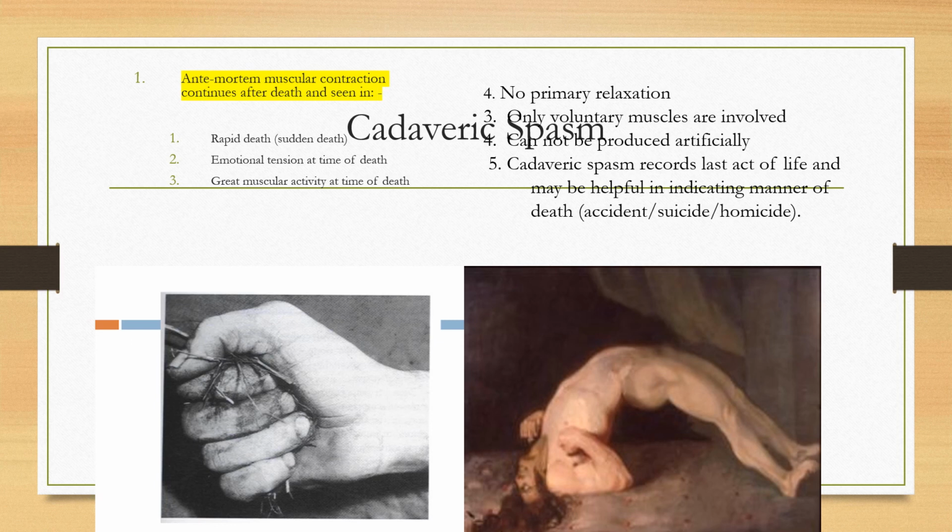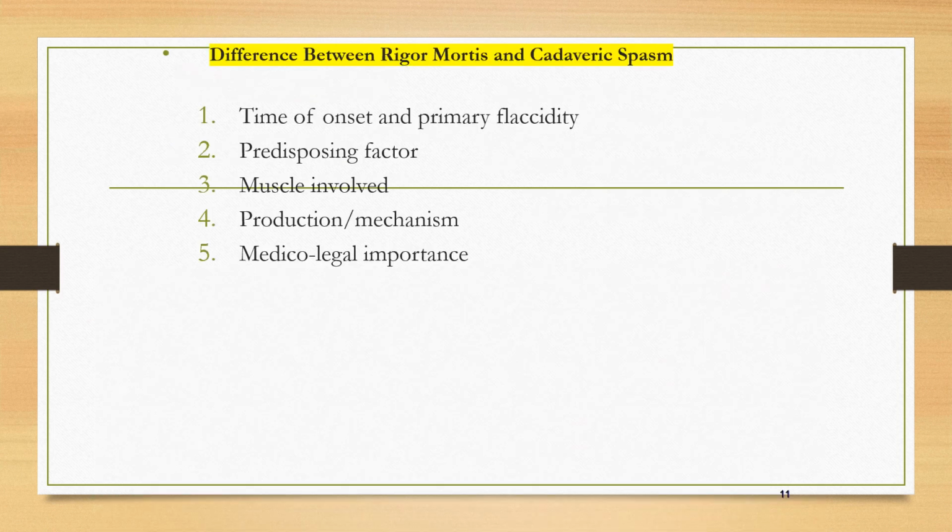And in the next picture you can see the body in opisthotonos position, like in tetanus or strychnine poisoning, or in case of rabies also there are some convulsions. In that case the body remains in that position when death occurs in that struggle itself. So the determination of cadaveric spasm indicates that the death is rapid, emotional tension was there at the time of death, and there was activity in that particular muscle.